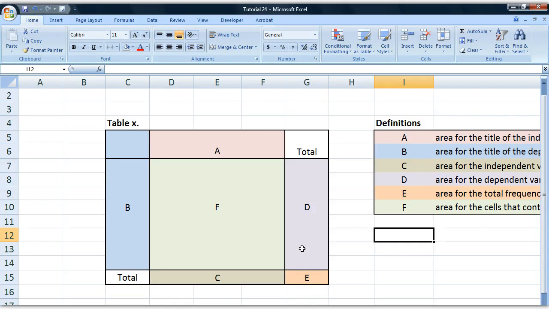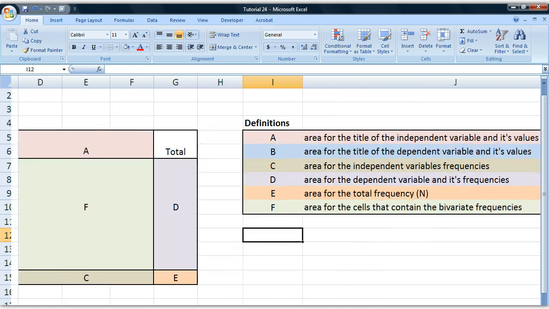Today we're going to talk about frequency tables and how to construct them, and more specifically we're going to talk about bivariate frequency tables. Now what does bivariate mean? Well, bivariate is when you have two variables, in this case variable A and variable B, and then you have the frequencies that each have one value for variable A and one value for variable B.